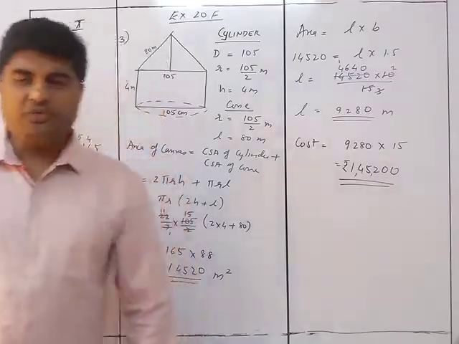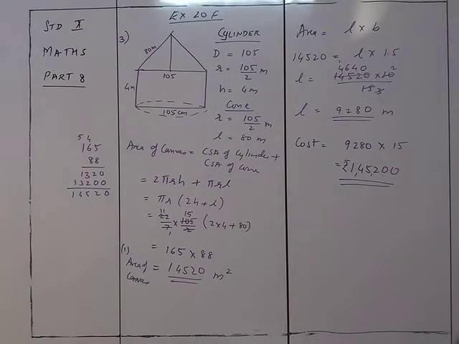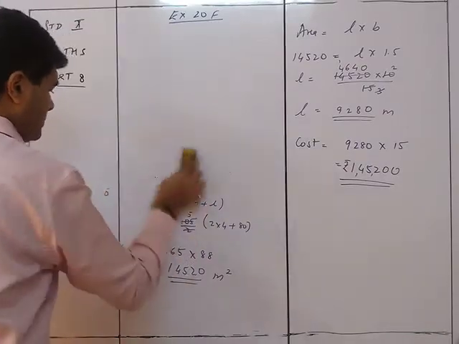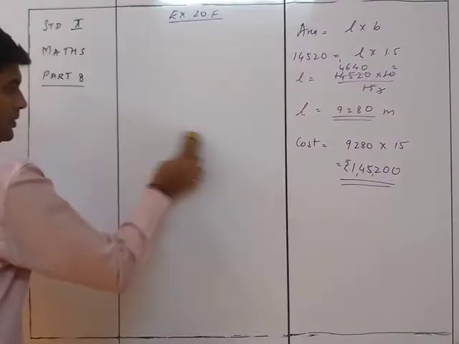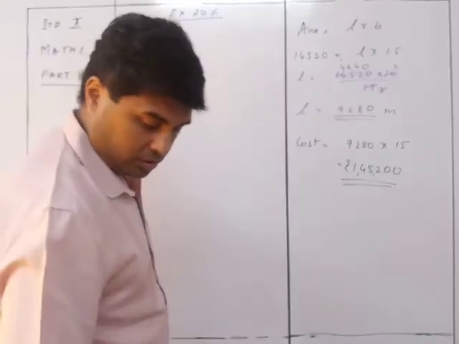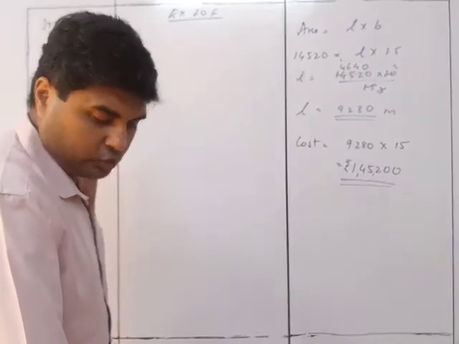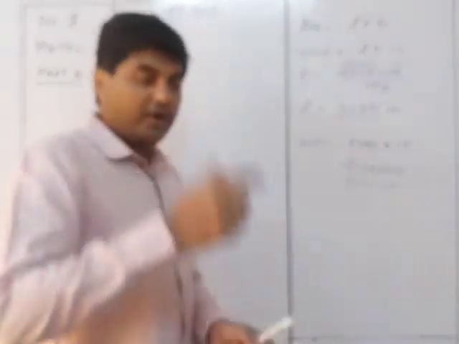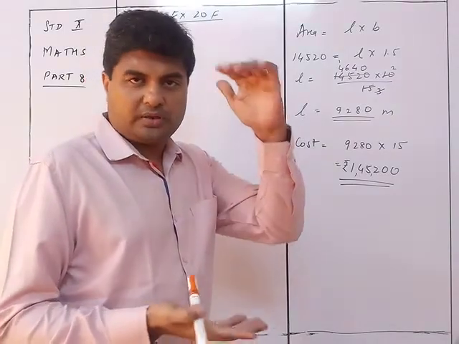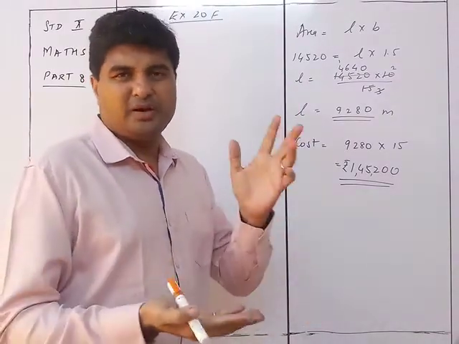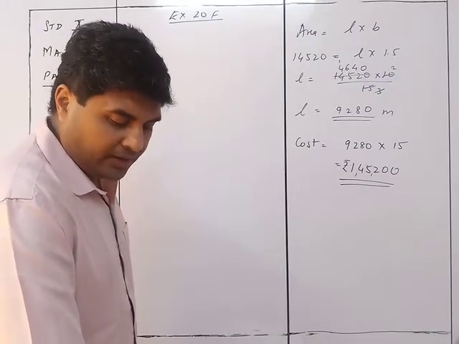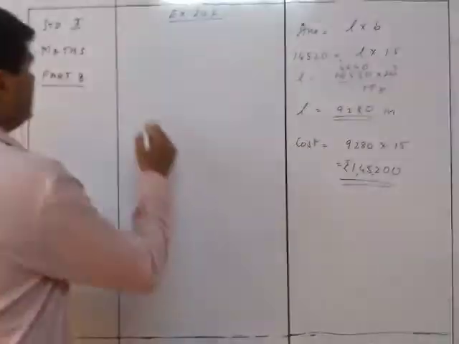We now move on to the fifth sum. Sum number 5. A cylindrical boiler 2 meter high is 3.5 meter in diameter. A cylindrical boiler is like a pressure cooker, but boilers are industrial things similar to a pressure cooker. It has a hemispherical lid. Okay, so let's see the figure first.